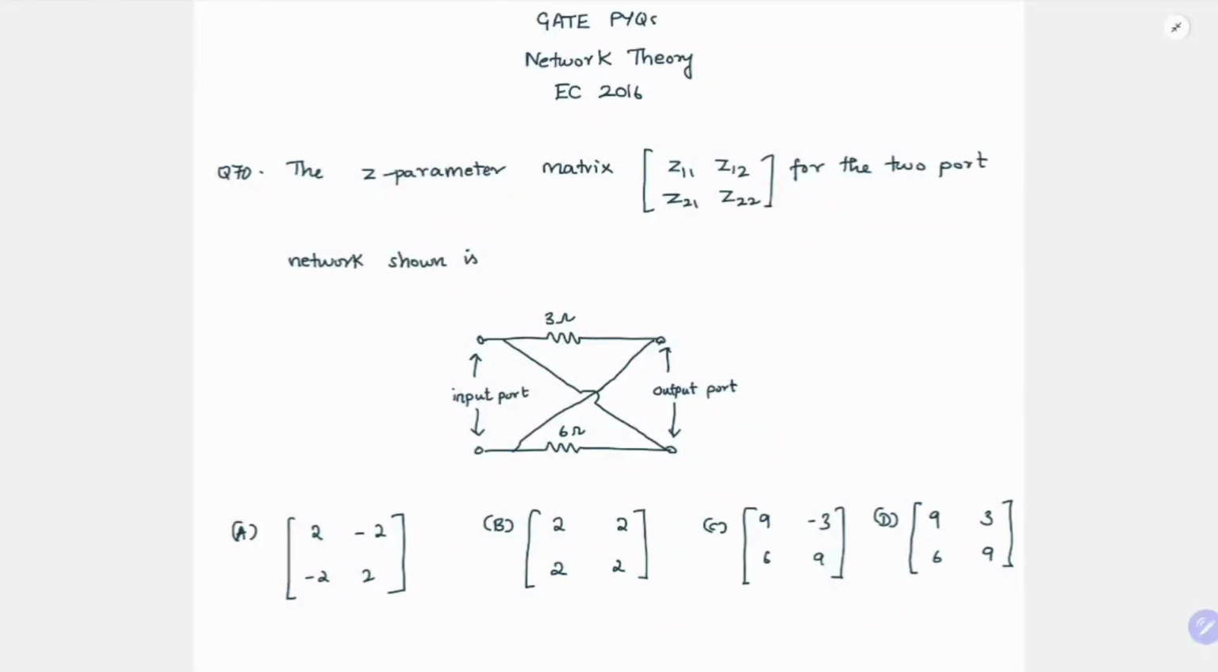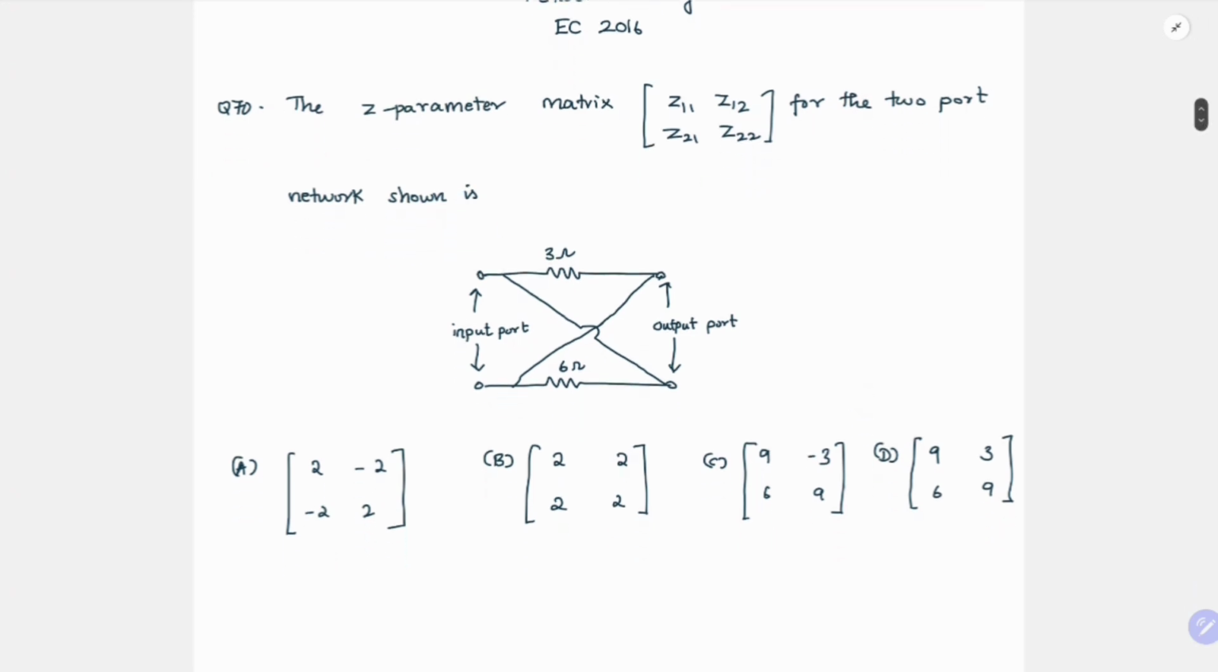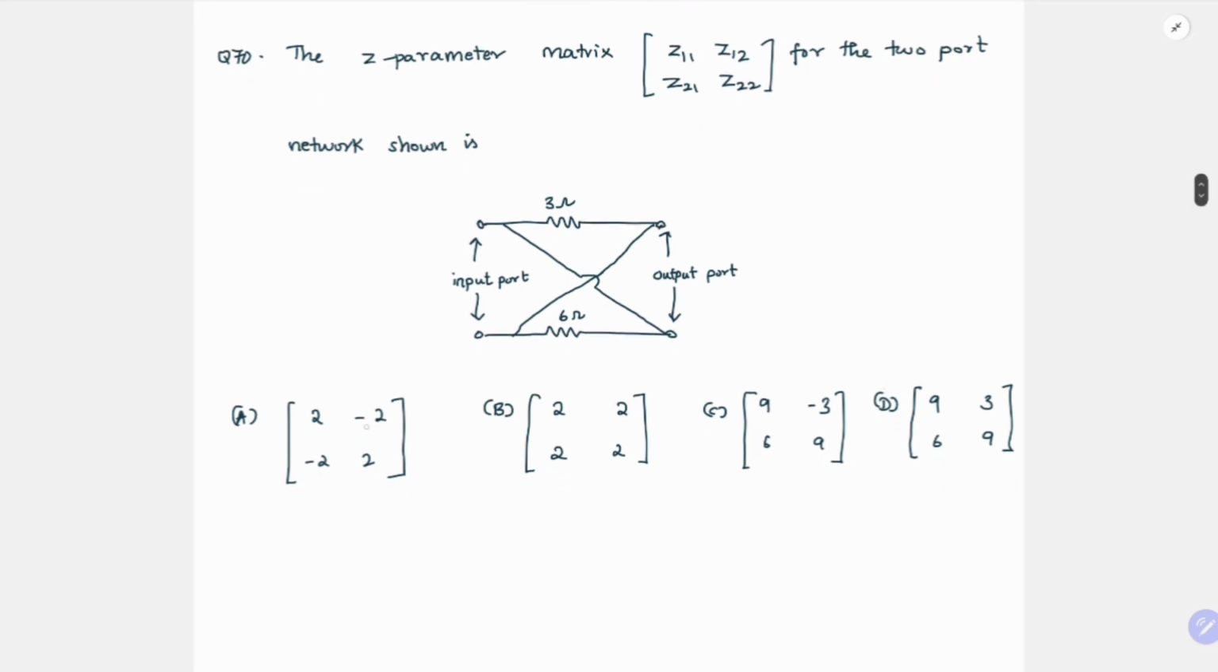Hello guys, welcome back. So here we have another question from network theory from GATE 2016. The Z parameter matrix for the two-port network shown is... So it is a very simple, straightforward question. And actually, what most people will do is they'll try to find all the four Z11, Z12, Z21, Z22 parameters.